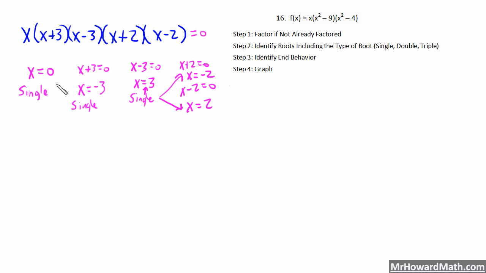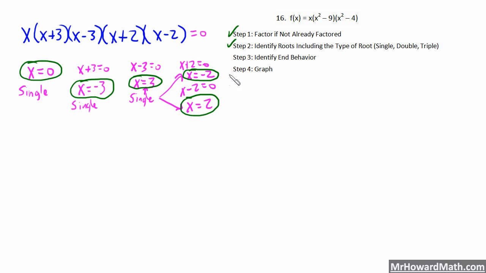All right, so we have, again, 1, 2, 3, 4, and 5 different single roots. All right. So we factored it, and we have identified the roots, including the type of root. So they're all single roots.